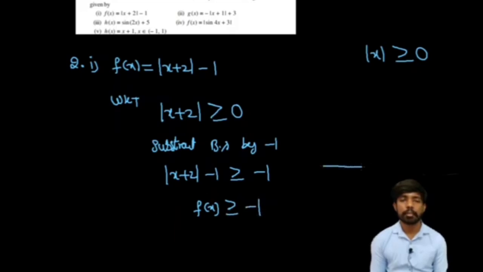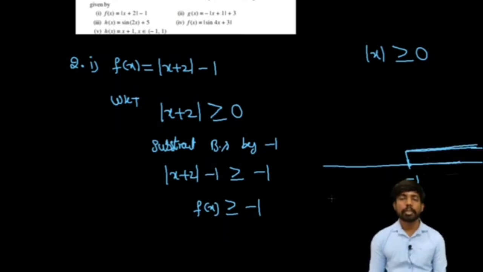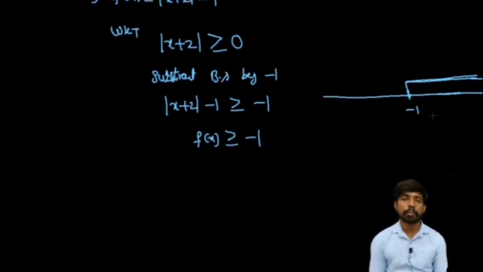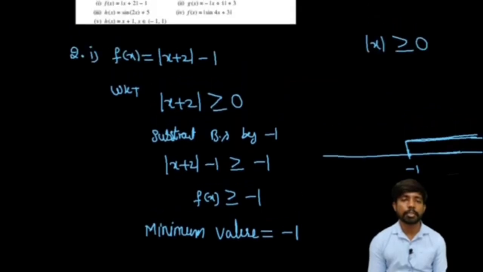Therefore f of x is greater than or equal to minus 1, so the entire interval extends up to infinity. So we can say the minimum value is minus 1, but we can't say the maximum value because it is approaching infinity. Hence the minimum value is minus 1. That's all. This is the solution for the first question.